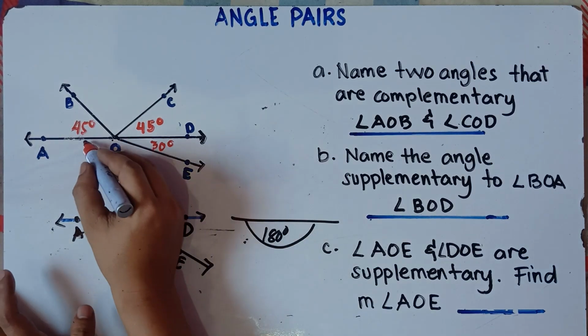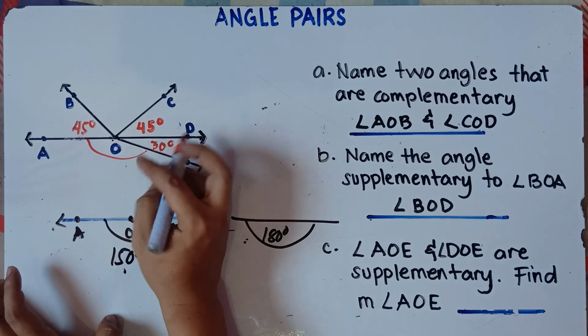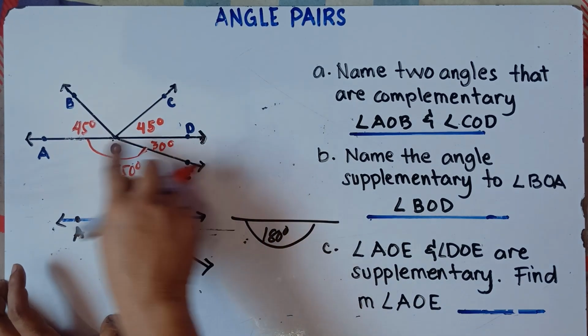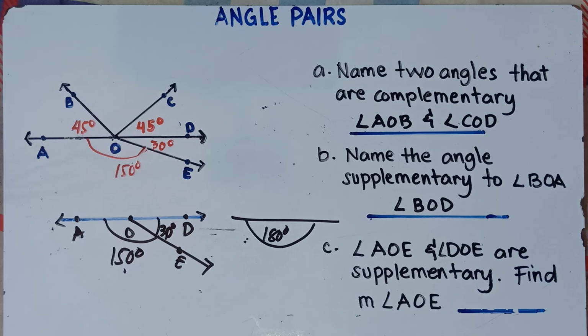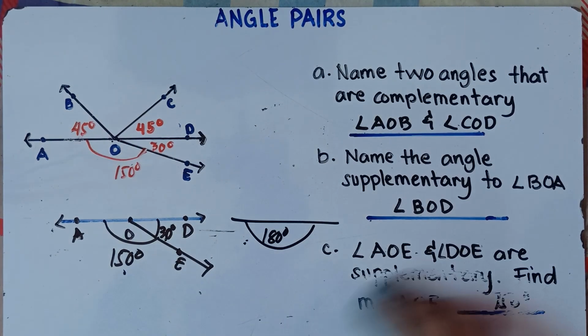Therefore, this angle right here, class, we already have 30 degrees, plus this angle, it should be 150, because 150 plus 30 is 180 for a straight angle. Alright, so angle AOE is 150 degrees. All set, class, for example number 1. So let's have more examples, class, for you to understand this one. Let's have example number 2.